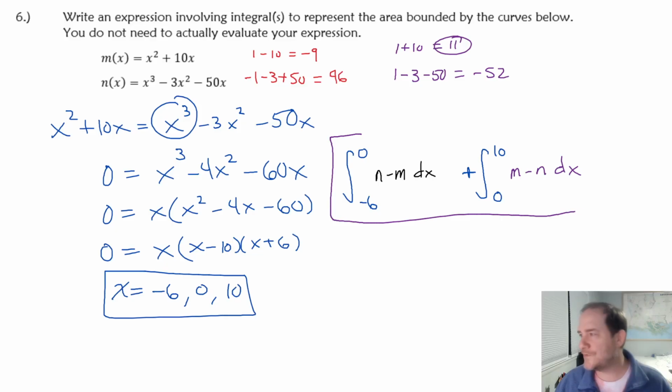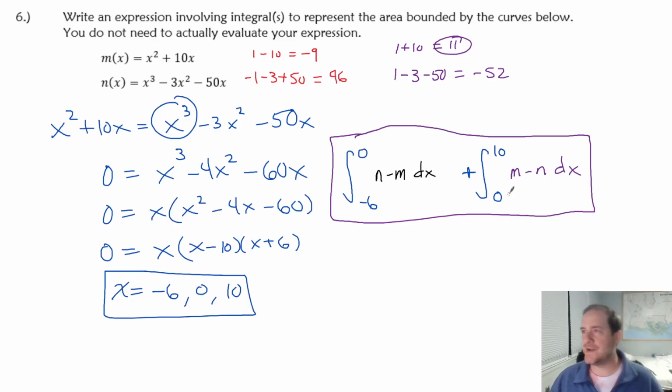And mercifully, we're not being asked to actually solve this one. They're just being asked to set it up. So there's your expression. It would be the sum of these two integrals.